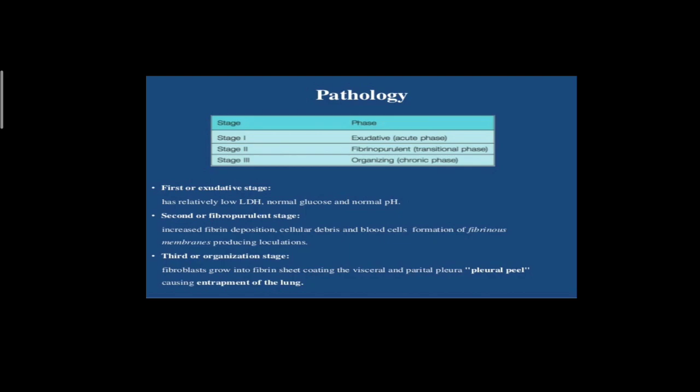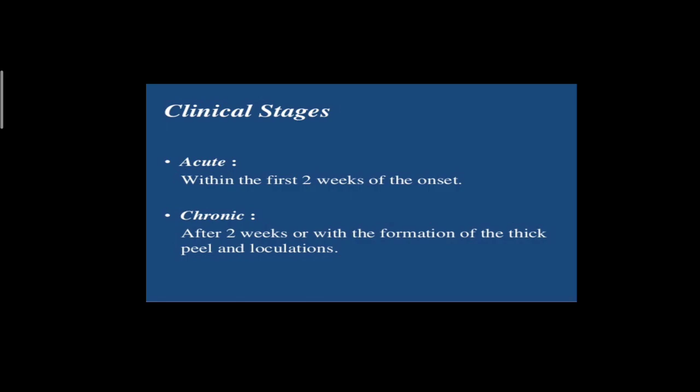In the exudative phase, there is relatively low LDH, normal glucose, and normal pH. But in the fibropurulent stage, increased fibrin deposition with cellular debris and blood cells causes formation of fibrinous membranes, producing loculations. In the organizing or chronic phase, fibroblasts grow into the fibrin sheet coating the visceral and parietal pleura, causing a pleural peel and entrapment of the lung. Clinical stages: acute within the first 2 weeks of onset, chronic after 2 weeks or with the formation of a thick peel or loculations.